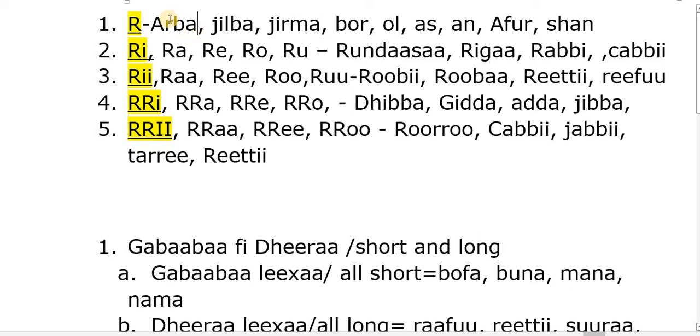But as you can see here, these very light sounds appear in Arba, for example. R is semi-silent, and in Jilba, L is semi-silent. Jirma, R is semi-silent, and Bor, Ol, As, An, Afur, and Shan. These all do not need vowels, but we still hear them.